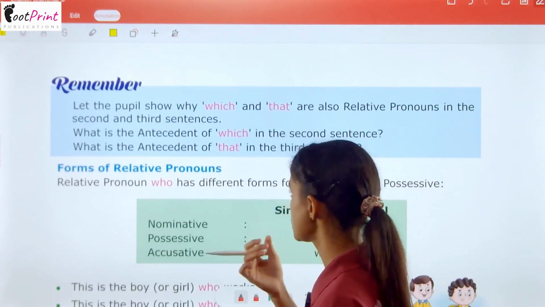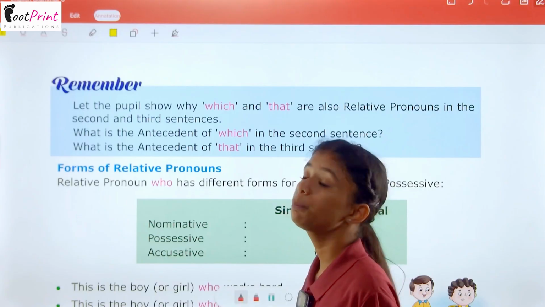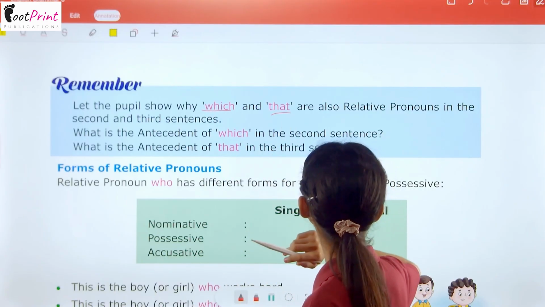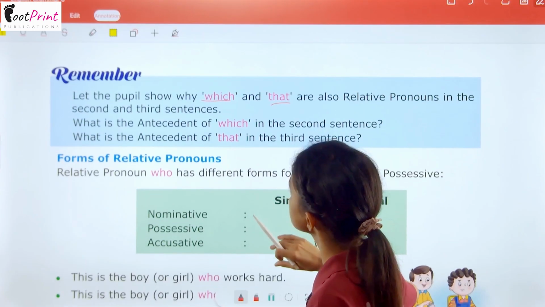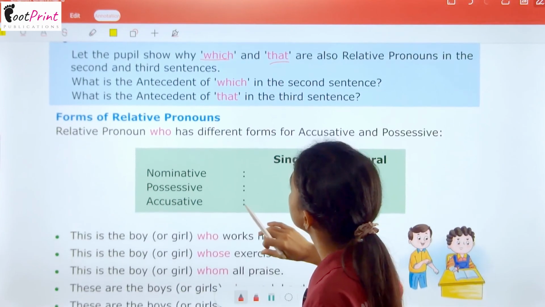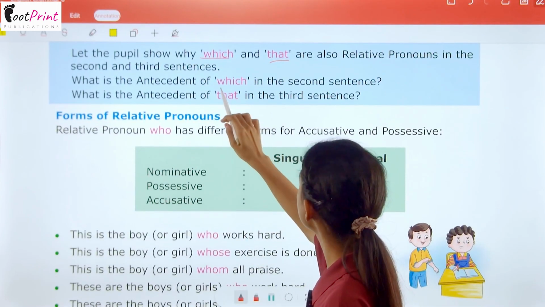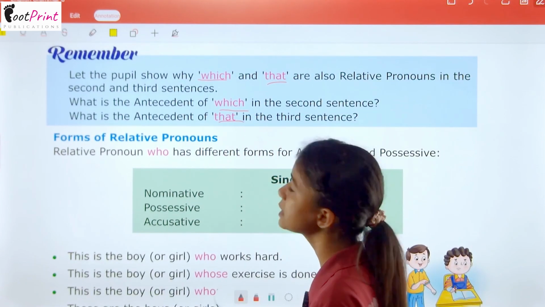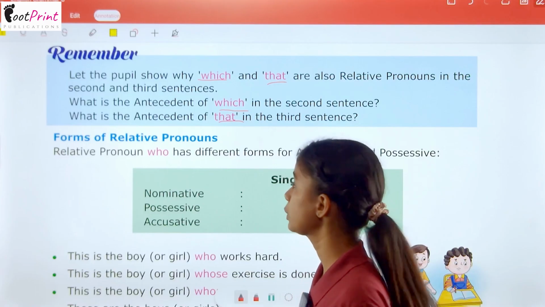Now let's see some points that we have to remember. Let the pupil show why which and that are also relative pronouns in the second and third sentences. So, what is the antecedent of which in the second sentence? And what is the antecedent of that in the third sentence? You have to look for yourself, okay?